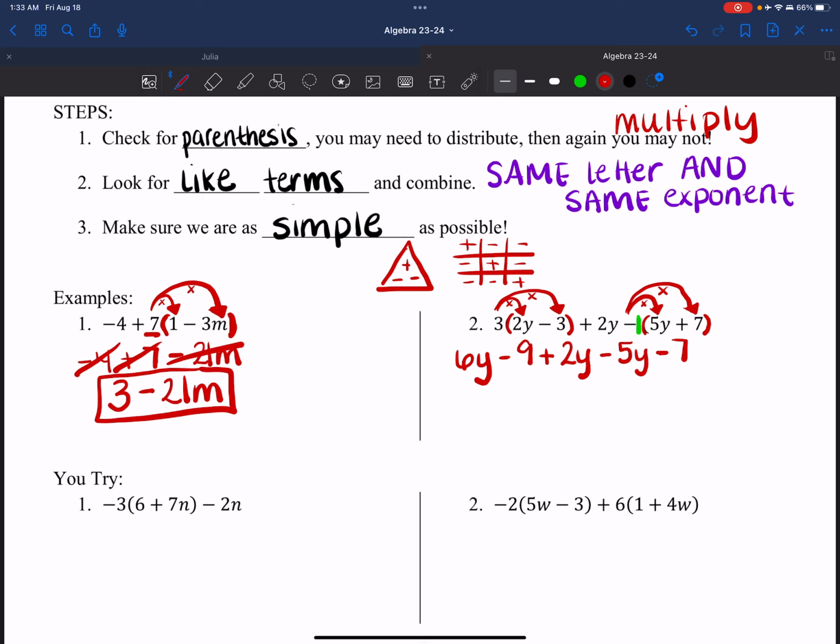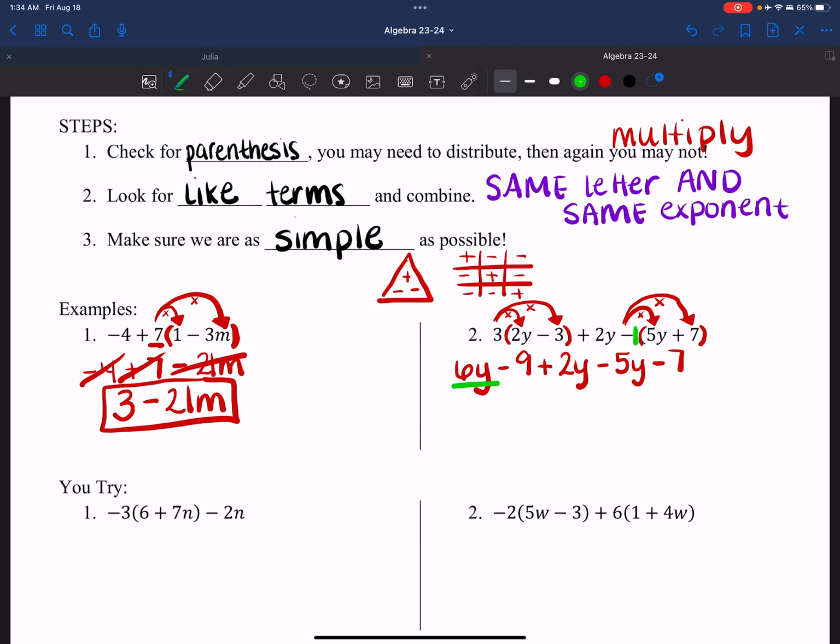Remember, same letter and same exponent. Look for like terms and let's combine. Well, I've got 6y. Okay, 6y minus 9. Can't do that because 9 doesn't have a y. Then I've got 6y plus 2y. I can do that because same letter, same exponent. 6y plus 2y is 8y. Okay. I've got 8y minus 5y, which again I can also do because same letters, same exponent. So I've got 8y minus 5y. That's going to give me 3y. Okay. I'm going to have 3y minus 7. I can't do that because 7 doesn't have a y. So I have 3y. All right.